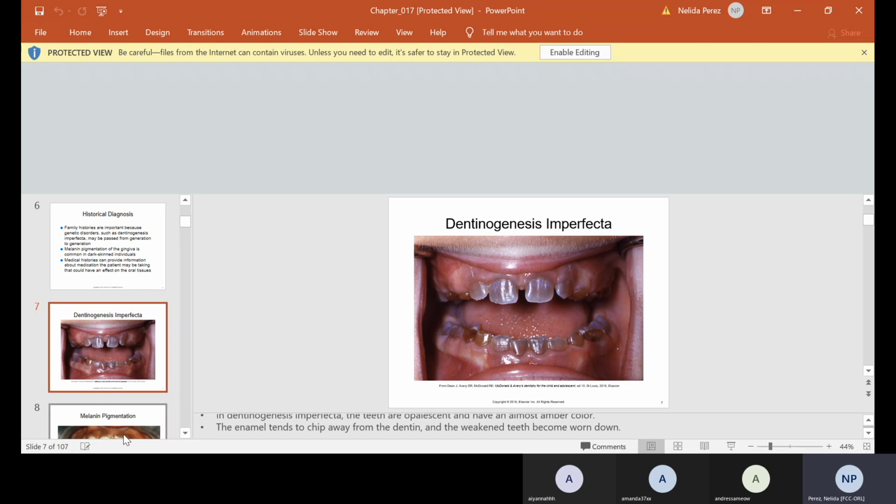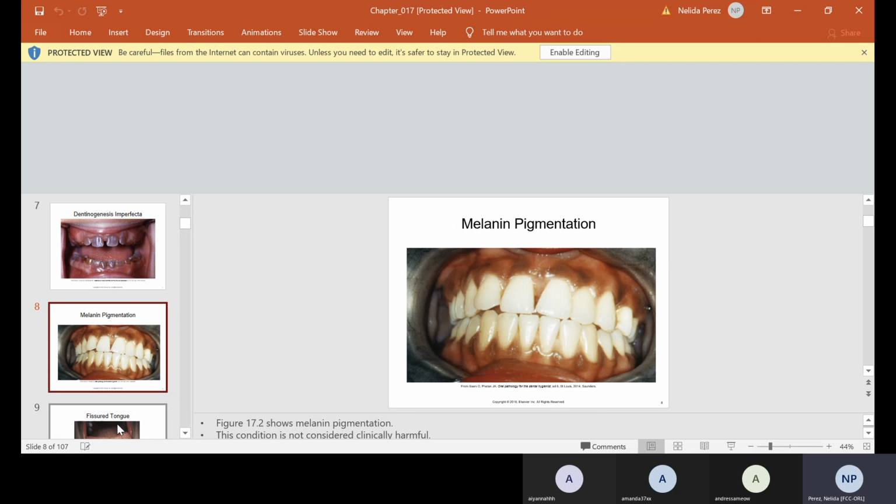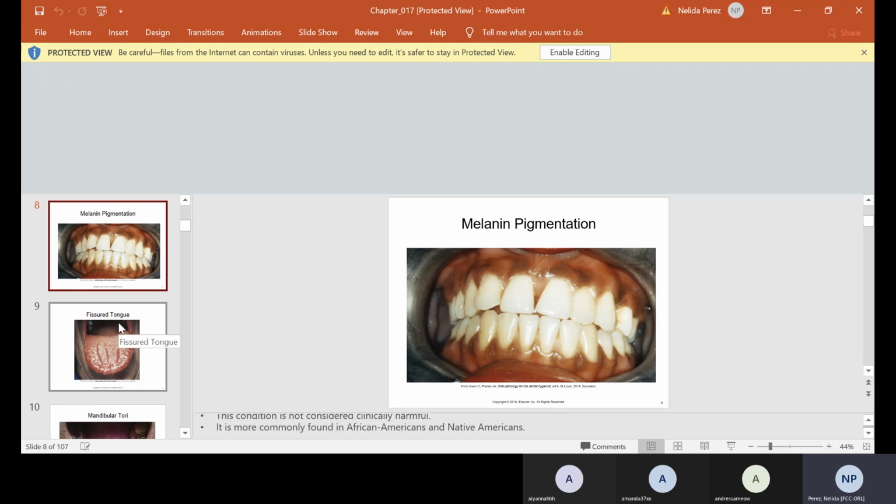Okay. Here is melanin pigmentation. So look at the gums. Okay. And it's not considered clinically harmful. Okay. It is most commonly found in African Americans and Native Americans. Just basically, the gums are a little bit darker, not a big deal.